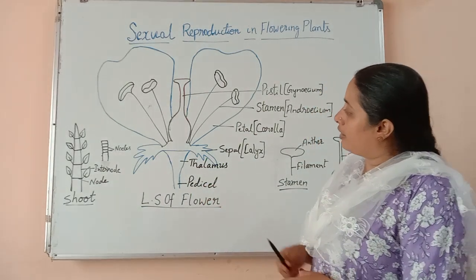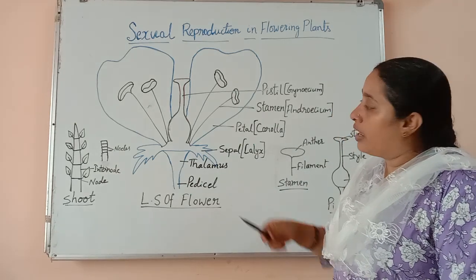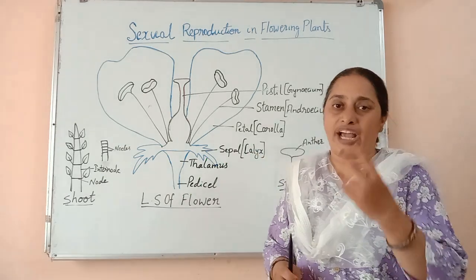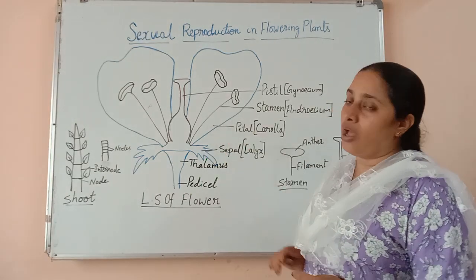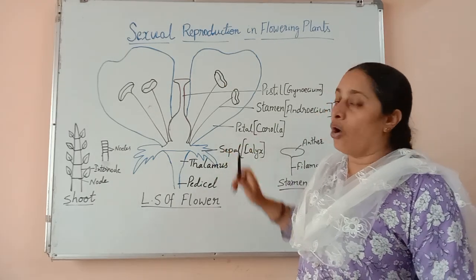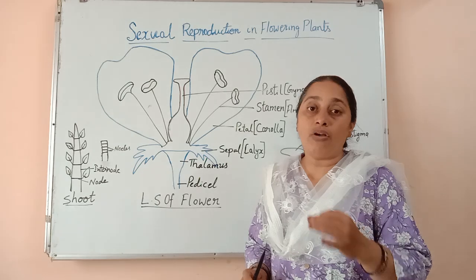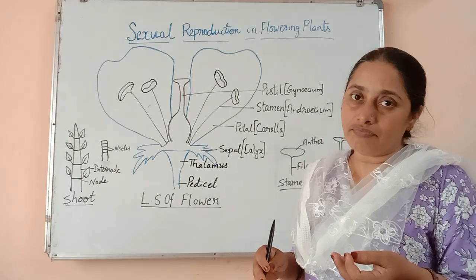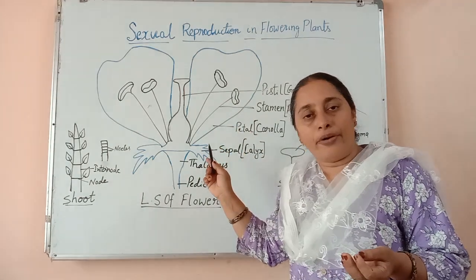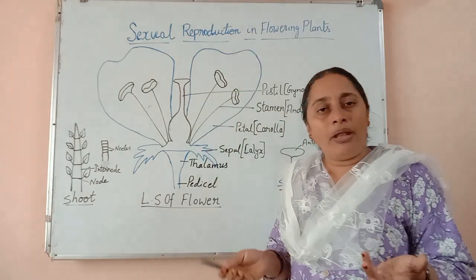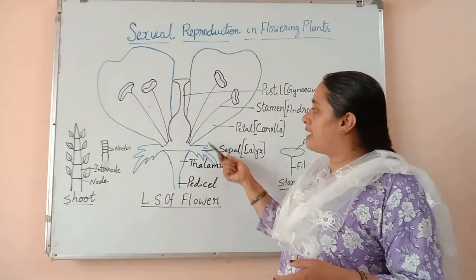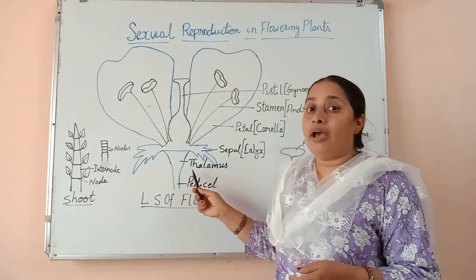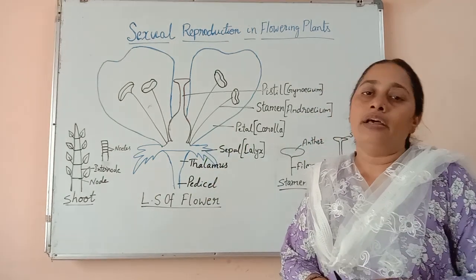Now coming to the division of these whorls, dear students, among these 4 different whorls of flower, they have been classified into 2 types. The calyx and corolla are called non-reproductive whorls because they are not directly involved in reproduction. Because you know, stamens are male reproductive organs and pistil is a female reproductive organ. So, calyx and corolla are non-reproductive whorls of the flower. But they are indirectly participating in reproduction.